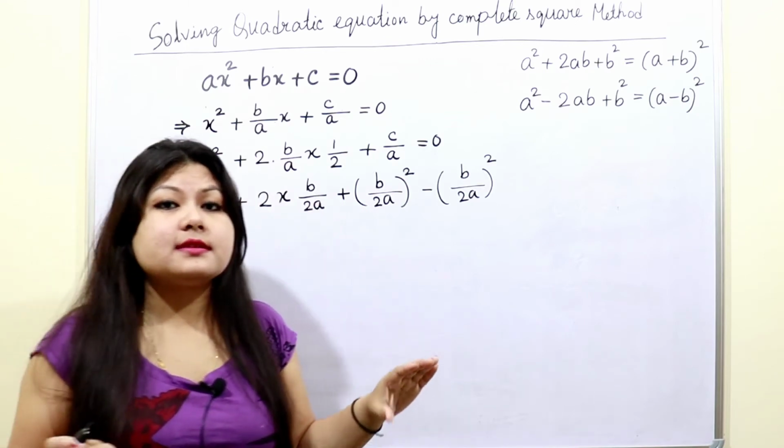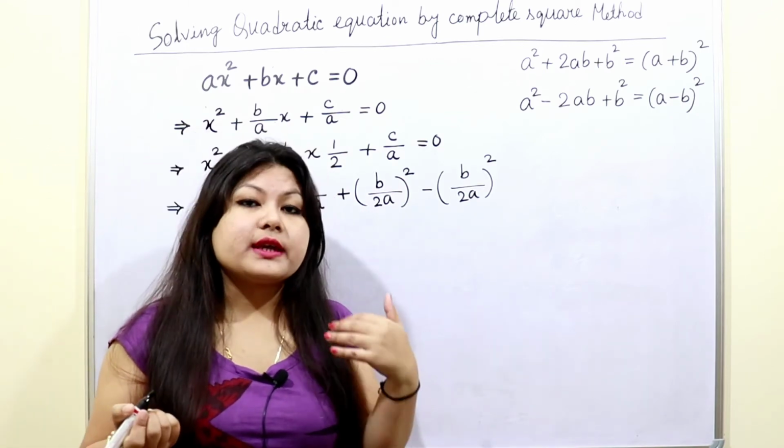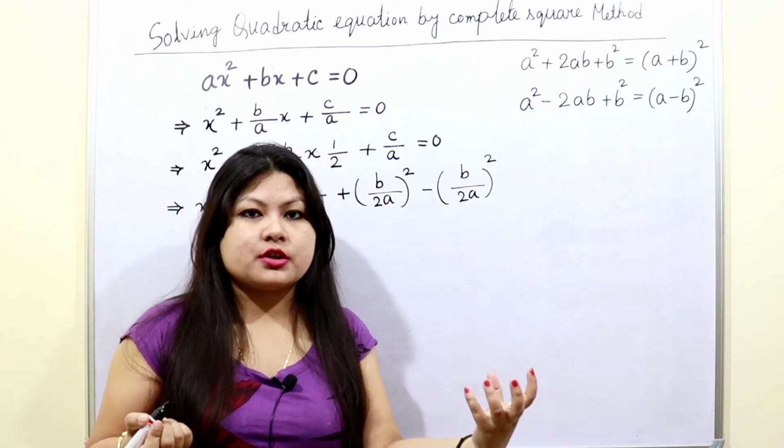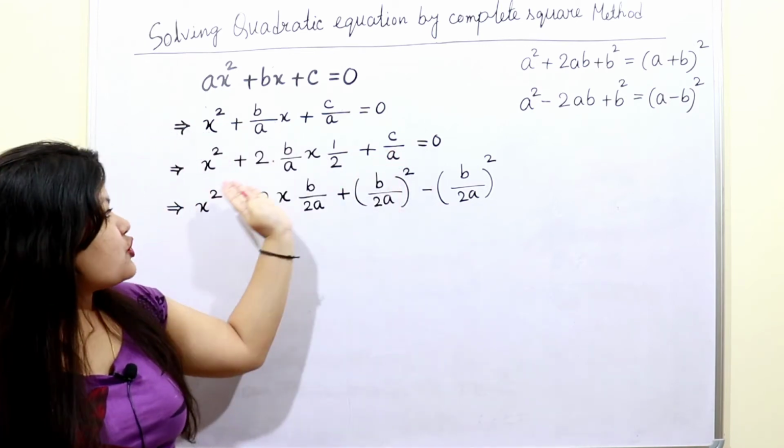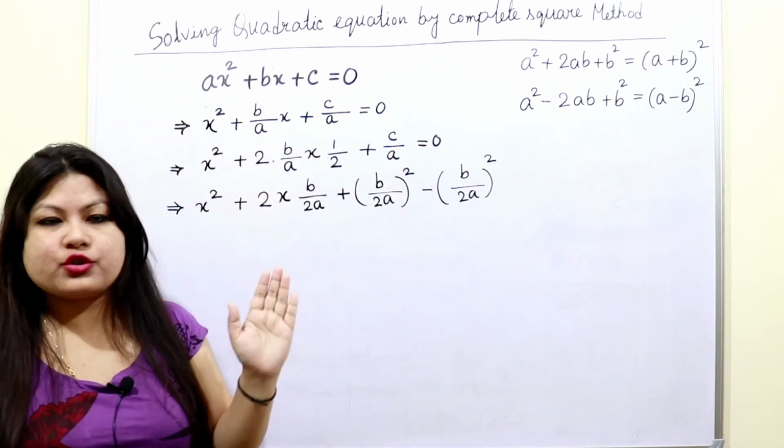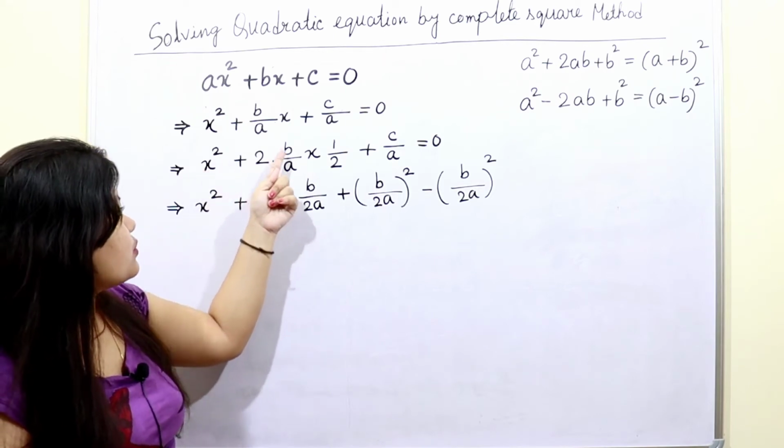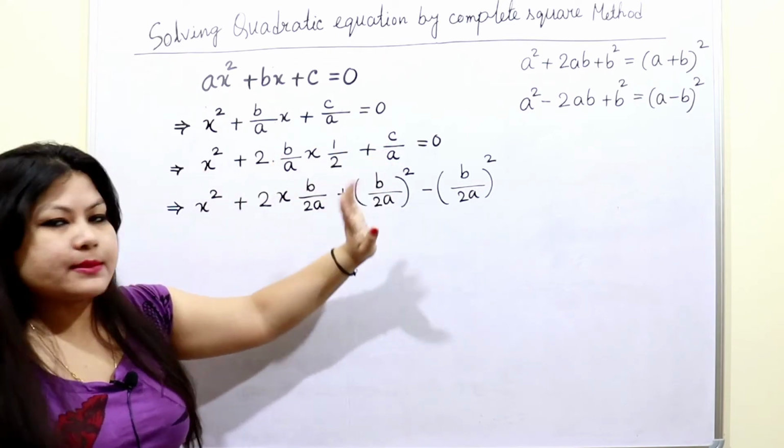We cannot alter the nature of the equation. We can just change the expression. Okay, this is the nature. It has the original three terms: x square plus 2 into b by a x into 1 by 2, plus c by a.